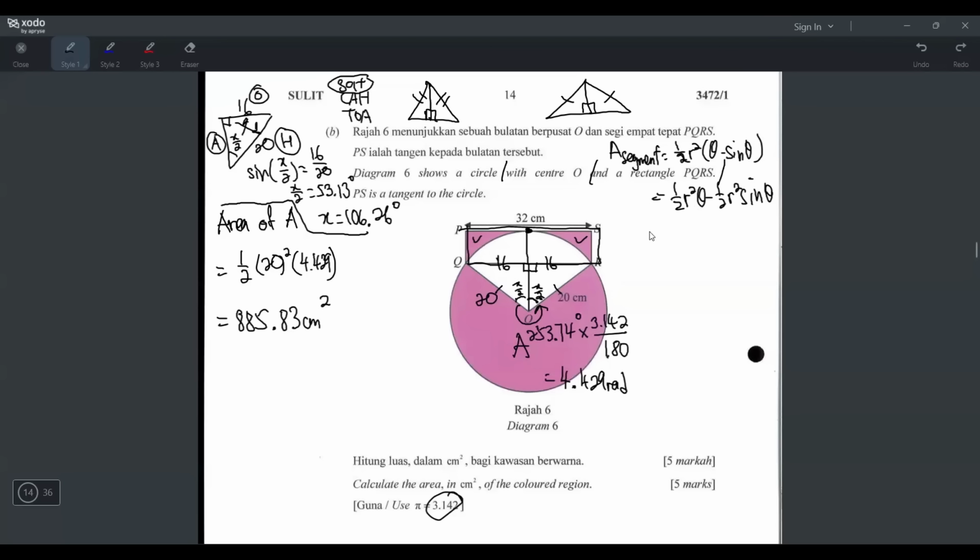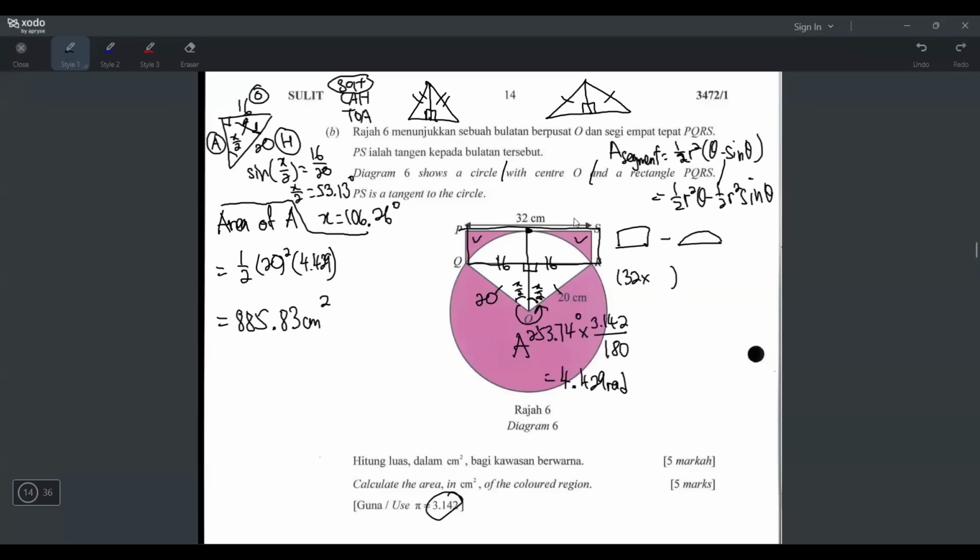Okay, now I can find this area. So I'll just write here the triangle minus the segment. Okay, so what is the area of rectangle? It will be base times height, right? So the base is 32 cm times the height of the rectangle.